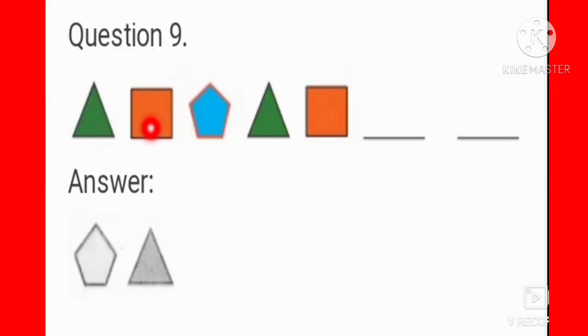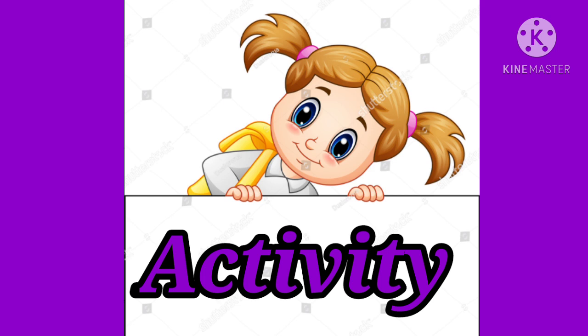And in this shape pattern: triangle, square, pentagon. Triangle, square. What will be the next one? Pentagon. And then triangle, square, pentagon. Complete the following 7, 8 and 9th tables.